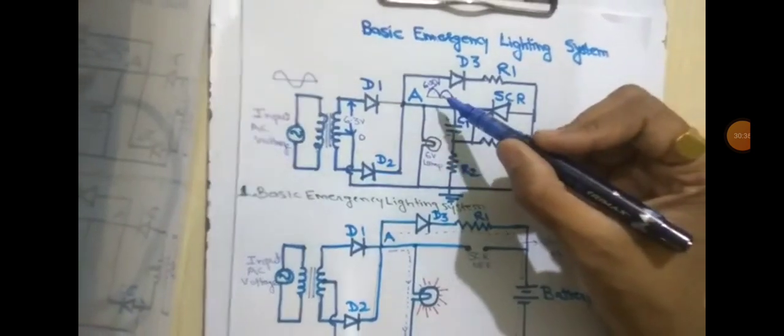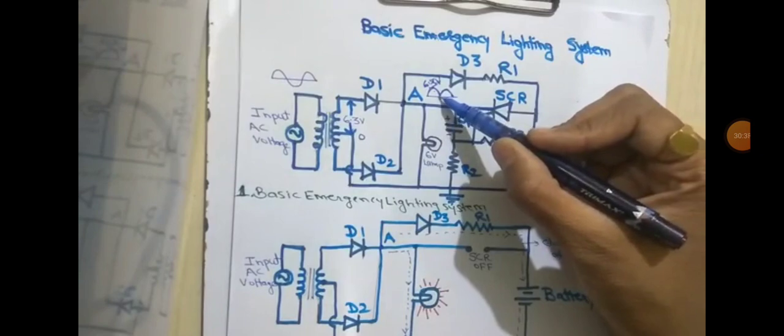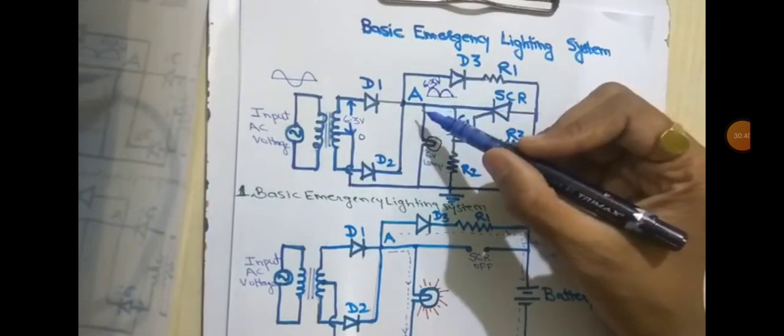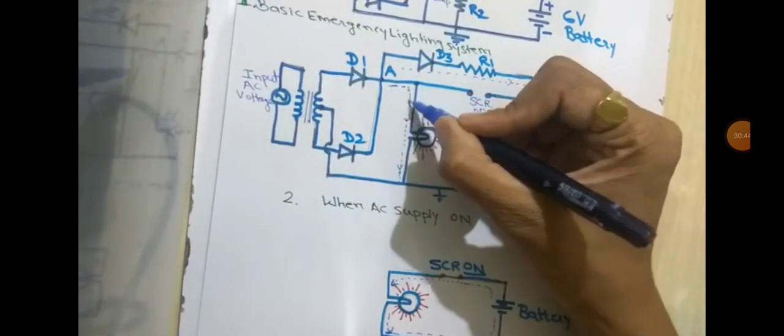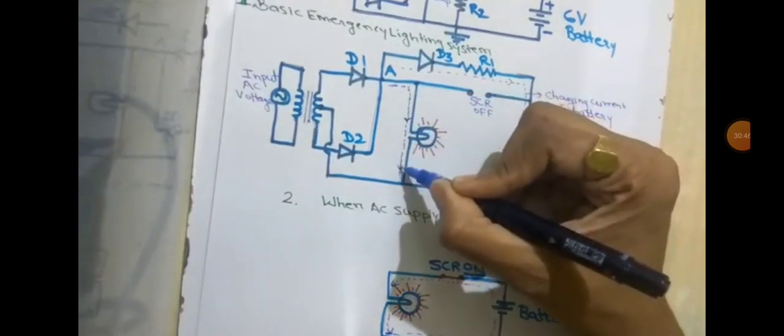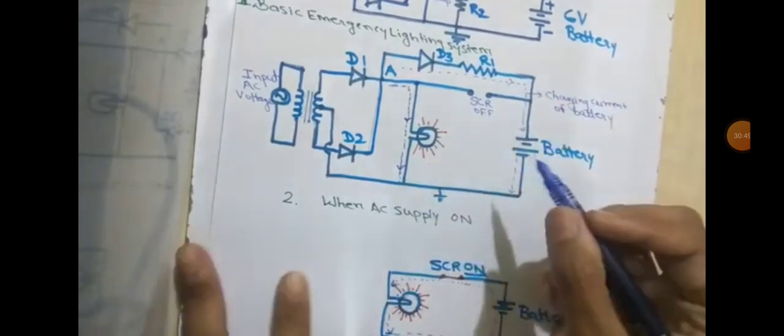Whenever this rectified voltage is present at terminal A, here the current flows through the lamp, and this lamp glows.